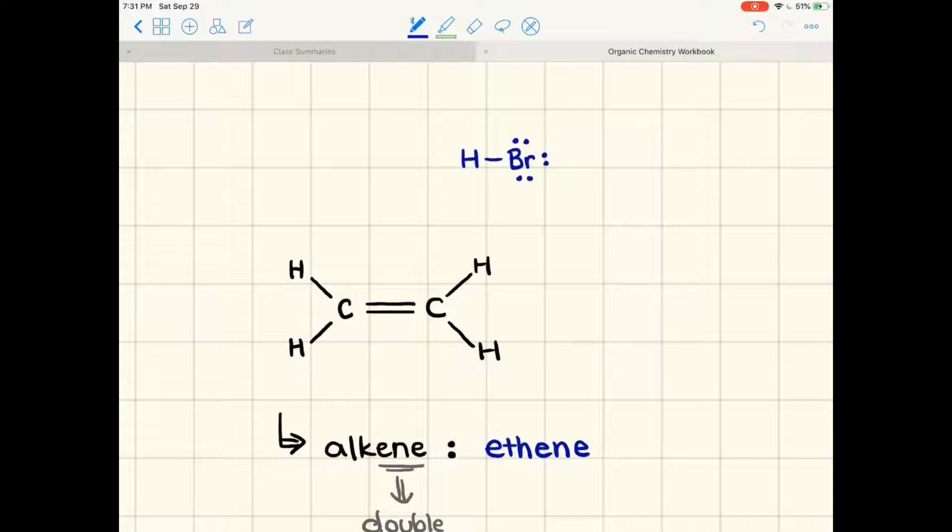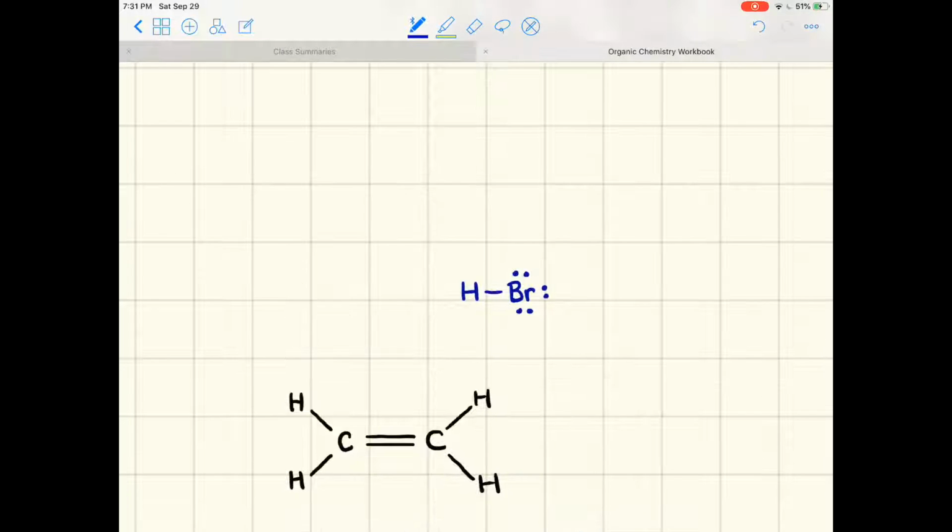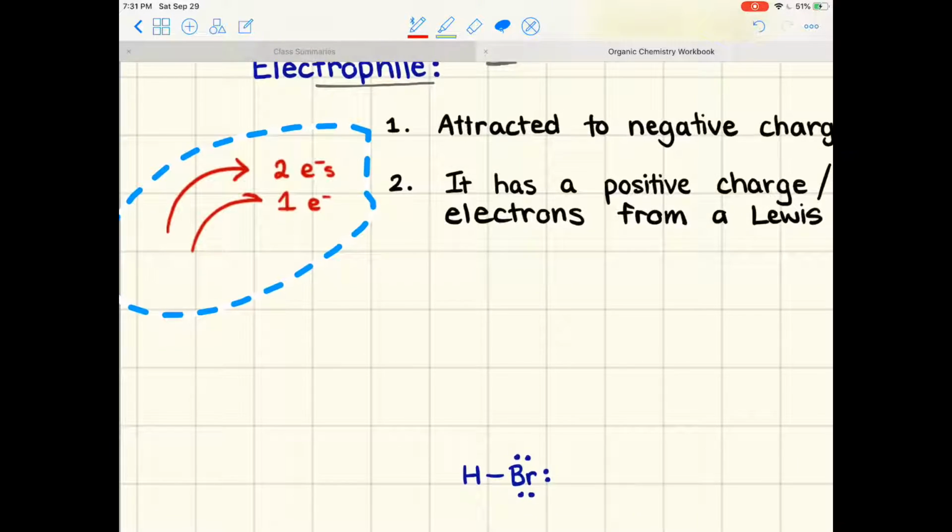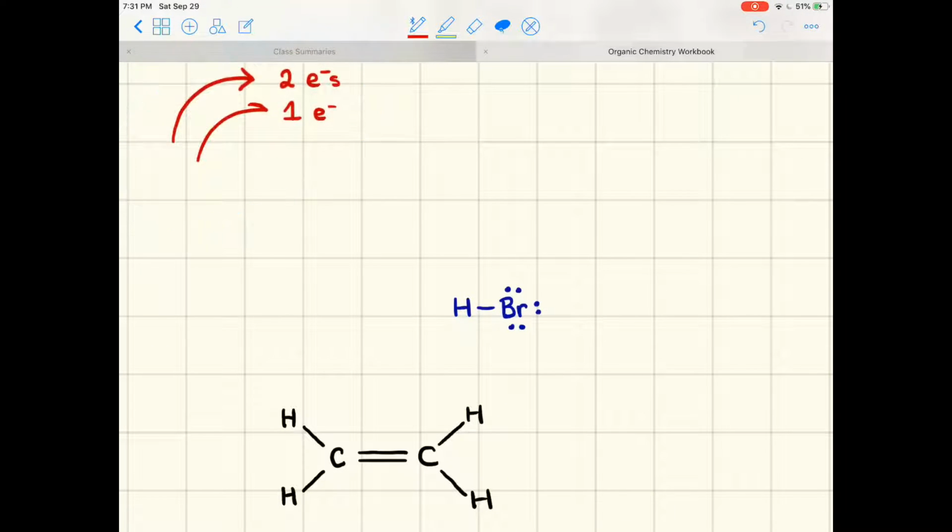Alright, so now let's take an acid. I'm just going to use HBr because bromine's pretty awesome. Now, in chemistry, just before I start showing the mechanism, we use double-edged arrows to show that two electrons are moving, and we use single-edged arrows to show the movement of one electron.